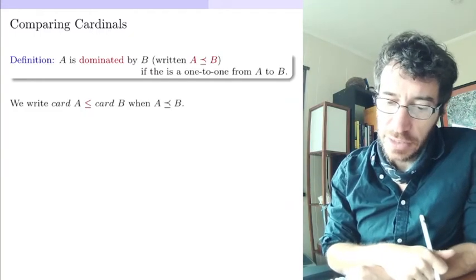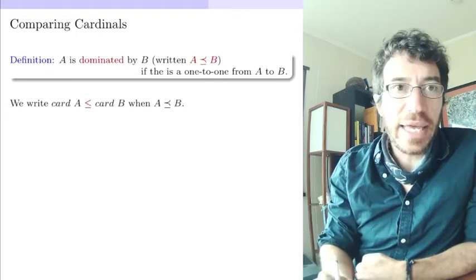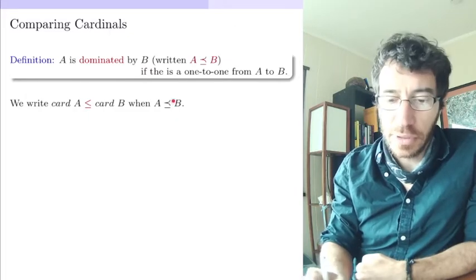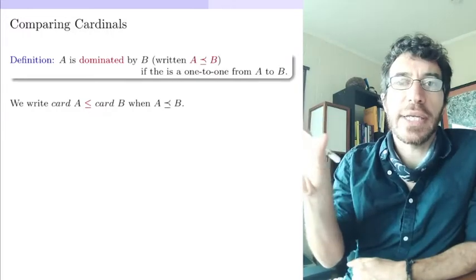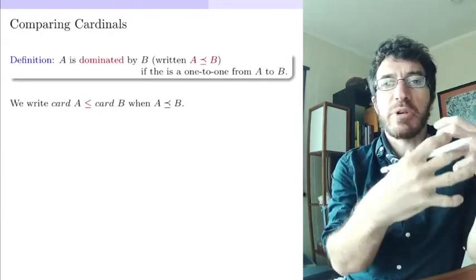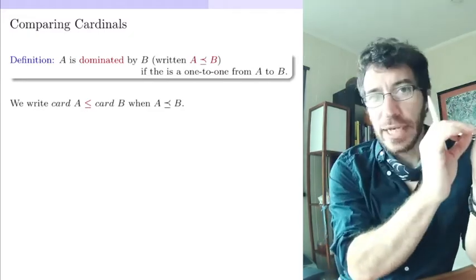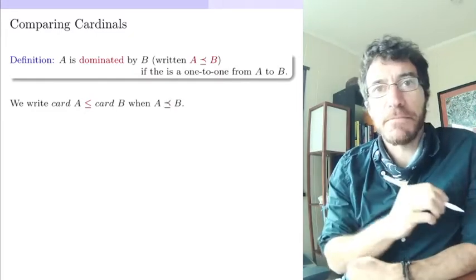In the case when we're talking about cardinals, we just write less than or equal instead of the squiggly less than or equal. If these two are cardinals, we just write this cardinal is less than or equal that cardinal. Remember, the cardinals are these particular objects that are representing all the different sizes. So when we're talking about one of these sizes, we just say less than or equal. We don't need to use dominated by.